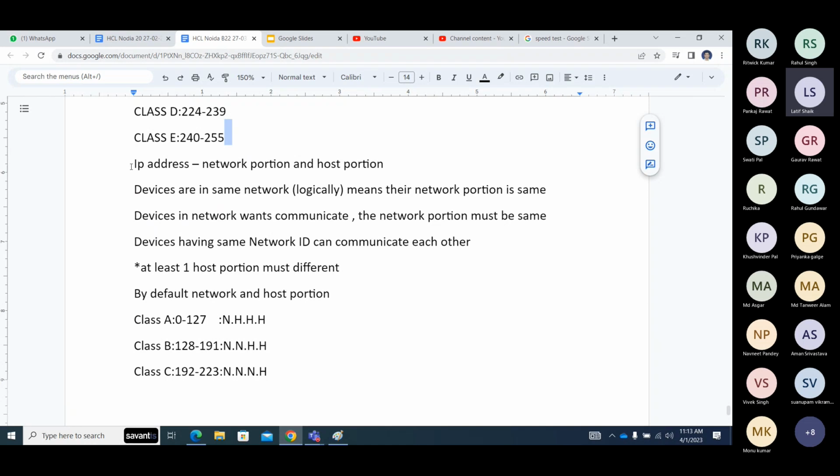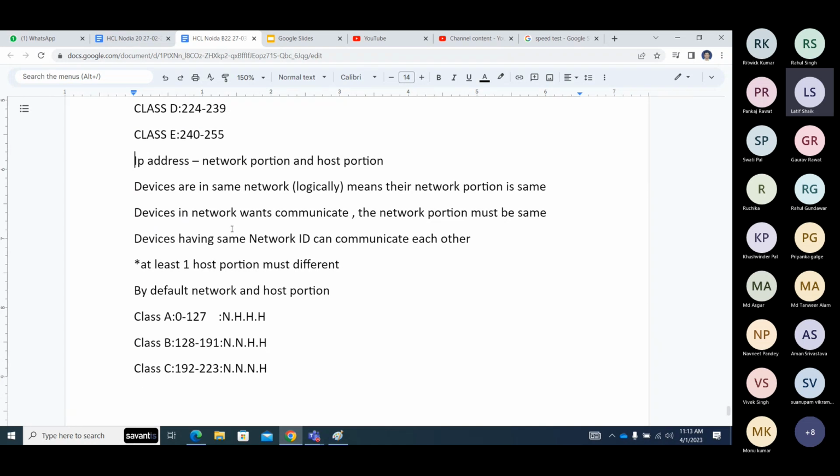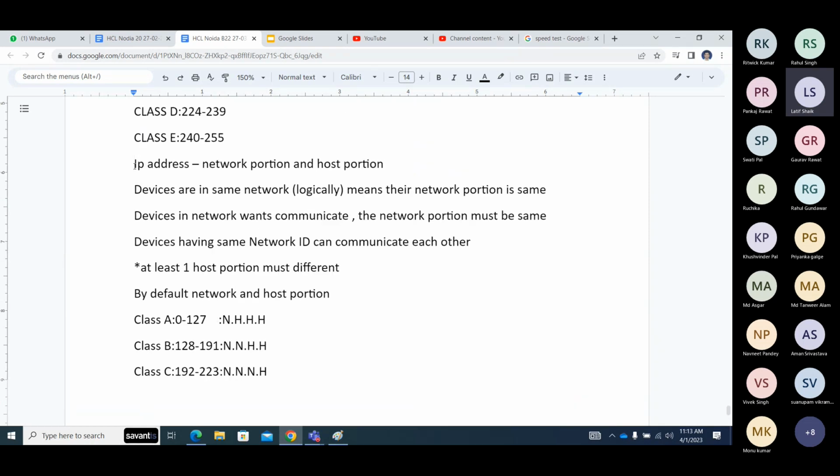So here we start, guys. You can see IP addresses have two parts. One is the network part, another one is the host part. Devices are in the same network, meaning logically they are in the same network, meaning their network portion is the same. For devices in a network to communicate with each other, their network portion must be the same. Remember these points, guys. These are the networking rules.